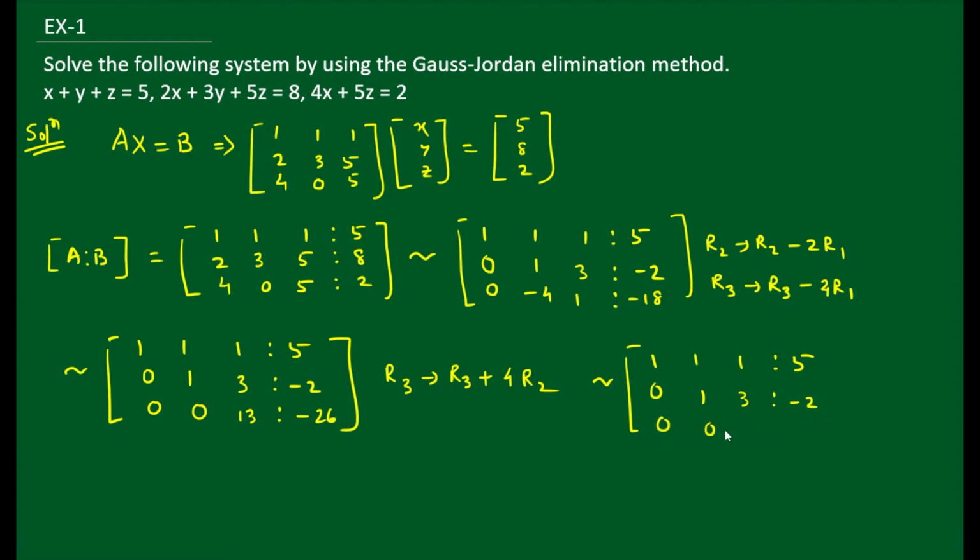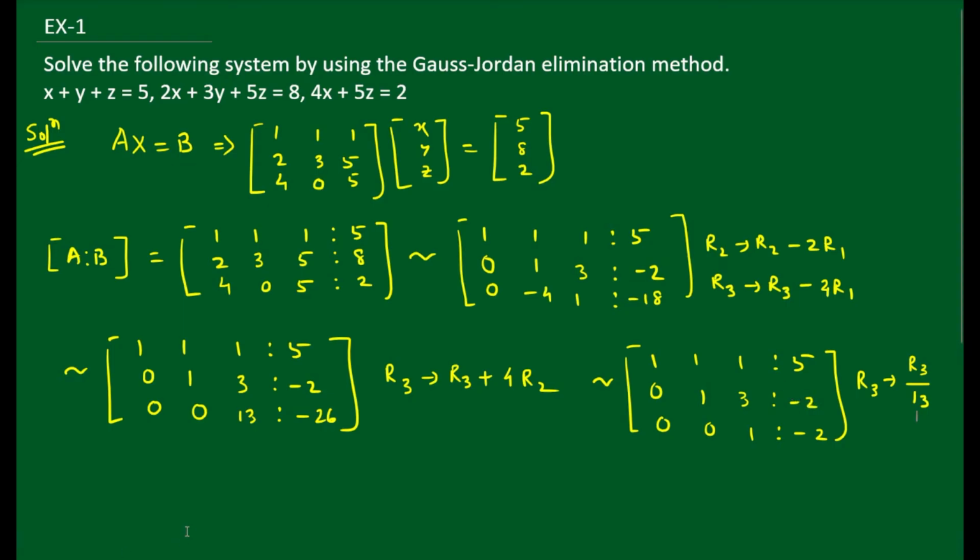Now this will become 0, 0, 1, and this will become minus 2. So what we did here, row 3 goes to row 3 by 13. Okay, even if we don't do it, it will work, but if we make the elements a little smaller, the calculation will be much easier.